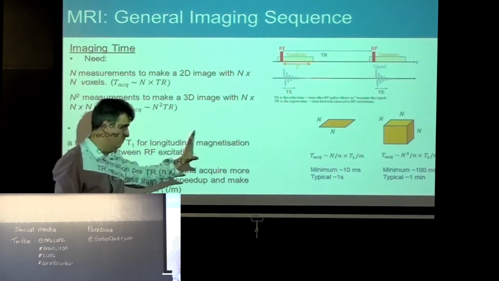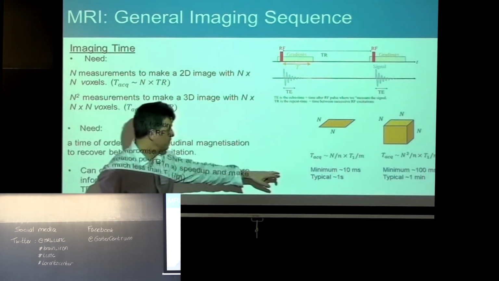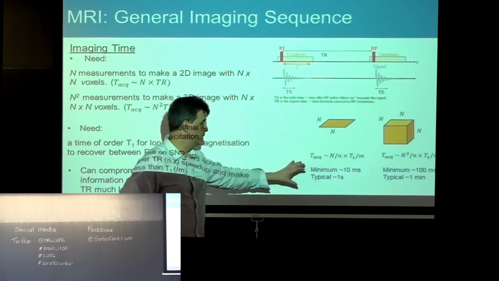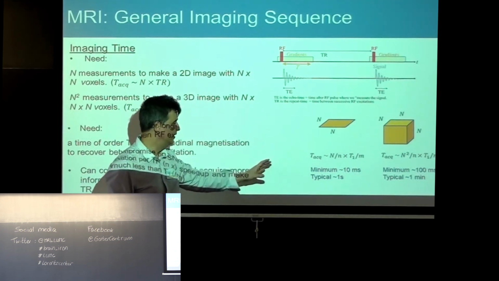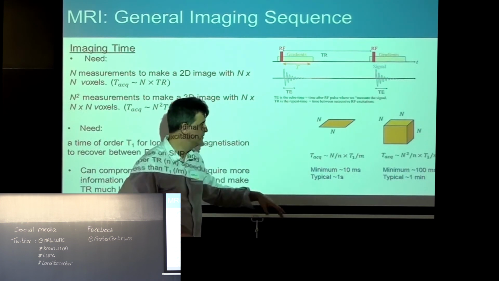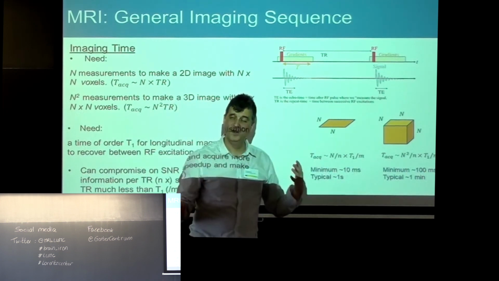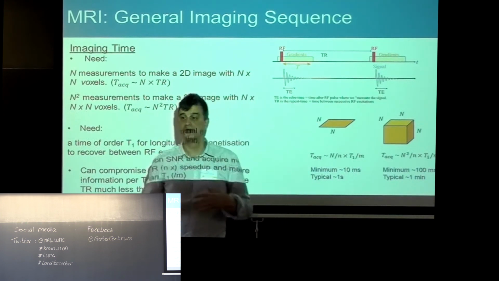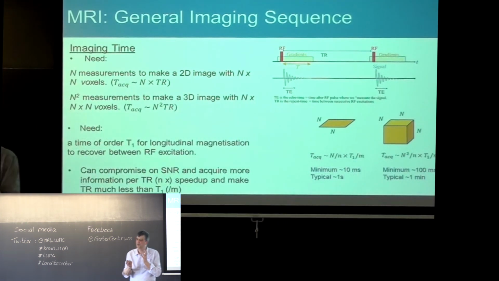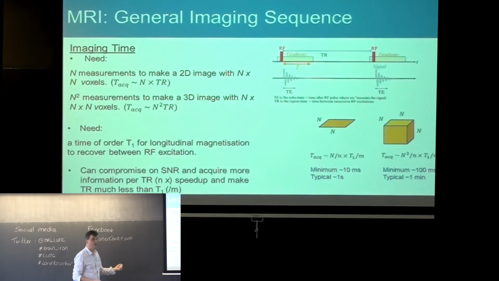So again, ballpark figures, the minimum time is really about 10 milliseconds maybe for a two-dimensional image. The typical time, perhaps a second. The minimum time for a 3D image, being optimistic, is about 100 milliseconds. The typical time is minutes. So these are the time scales we're talking about for acquiring magnetic resonance images.